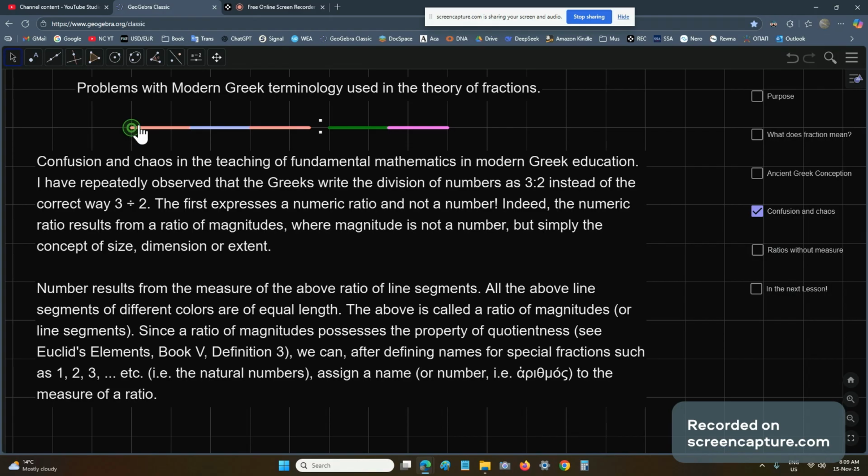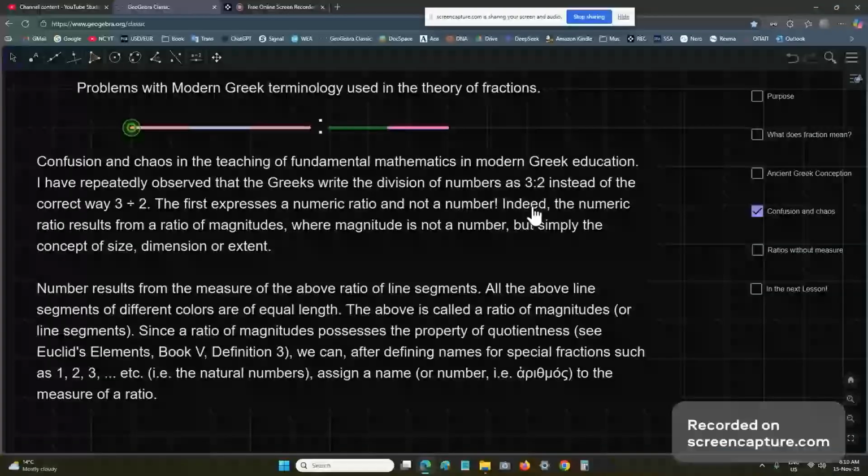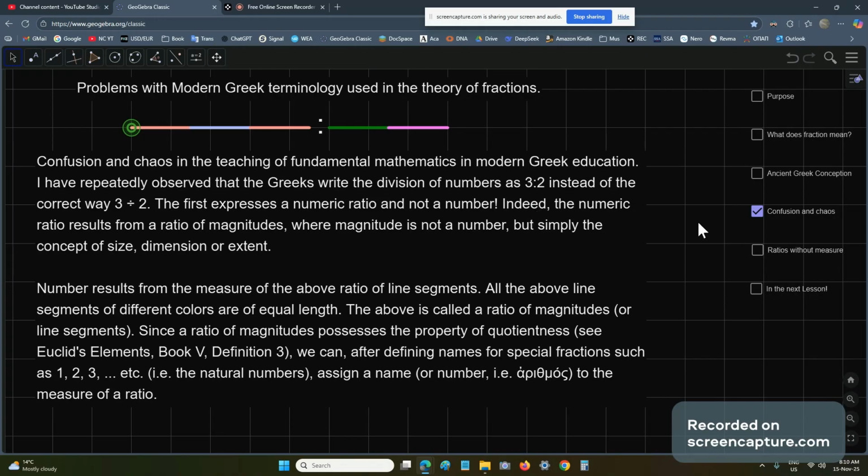And since a ratio of magnitudes possesses the property of quotientness, we can, after defining names for special fractions such as 1, 2, 3, etc., as you saw in lesson 3, assign a name or an arithmos to the measure of a ratio, such as this one here, which is 3/2, not 3:2. Okay, so that's very confusing to students when they see it for the first time, and then they're confronted with difficult problems on ratio and proportion. Very, very confusing.